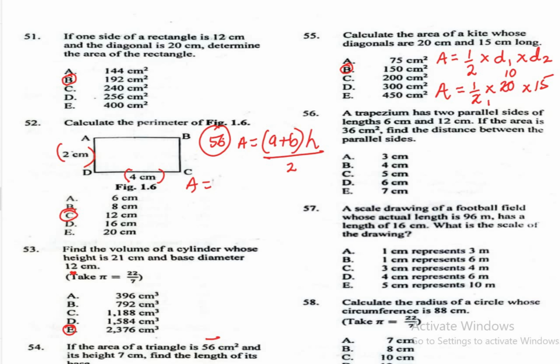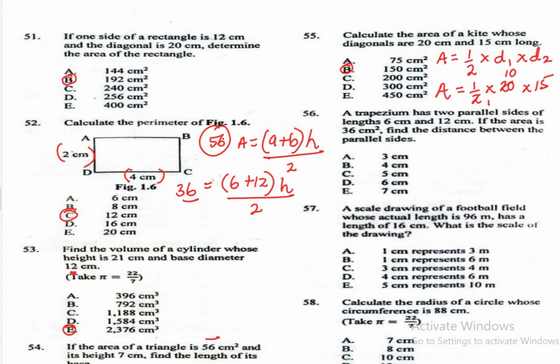Area is thus the sum of parallel sides. They are 6 and 12, so we have 6 plus 12. What's the height? You find the distance between the parallel sides, so that's what you are looking for. The height we don't know, divide by 2. So we are going to replace the area with 36 centimeters square, since it has been given in the question. You have 36 here. Is that okay?